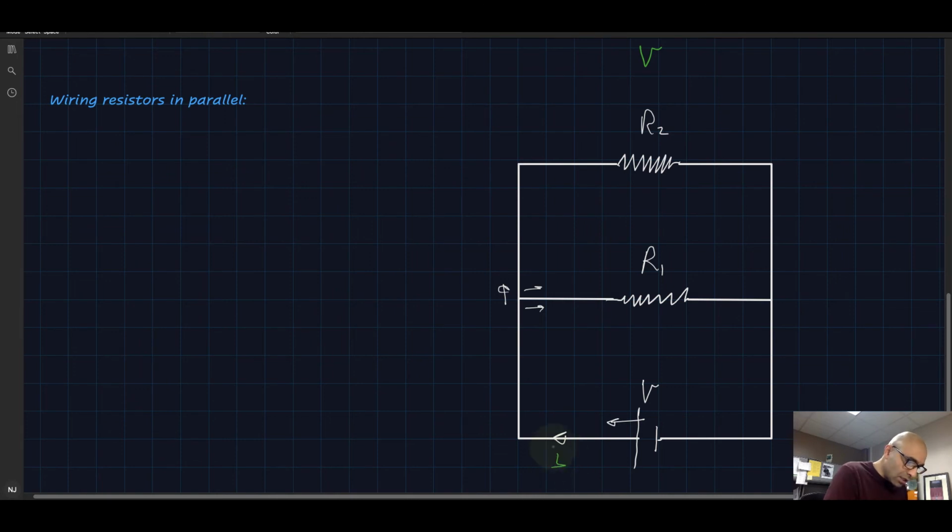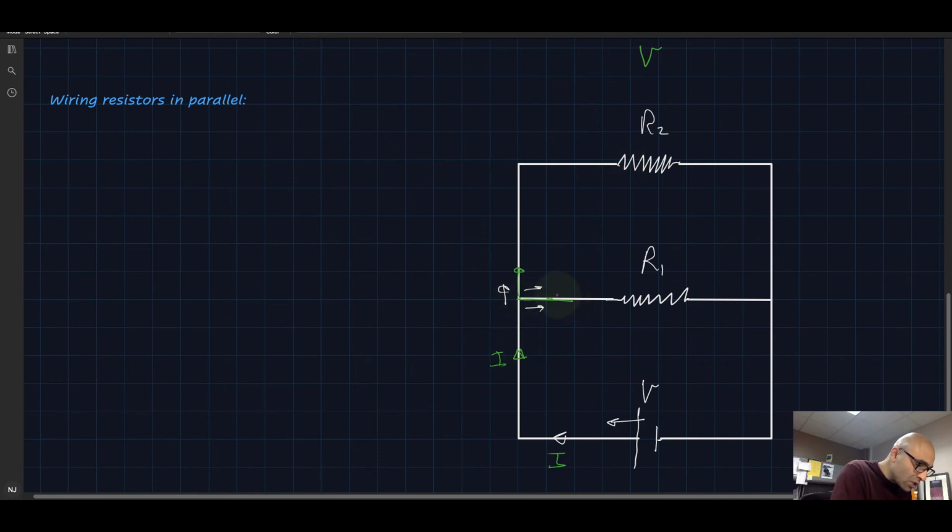This is the current pushed by the battery, goes up like that, and the current now sees two ways to go. It's going to go both ways, or it's going to split itself, depending on the value of each resistor. If this resistor is very high, then a small current will go through this one, while most of it will go through this one, and vice versa. So we don't know what's going to happen.